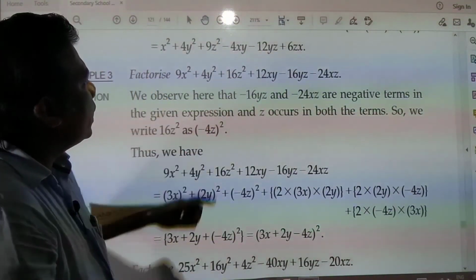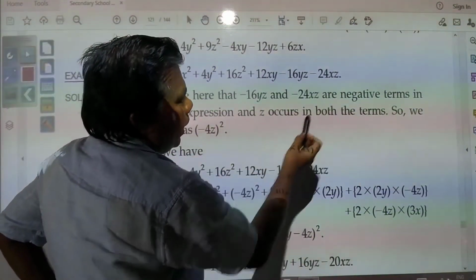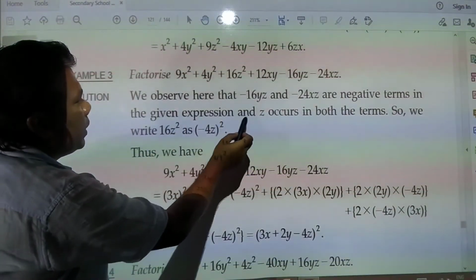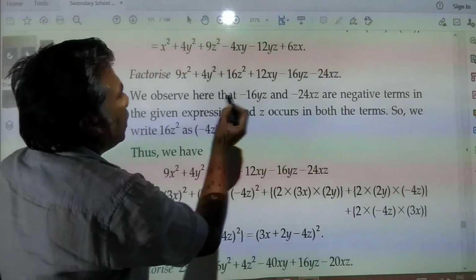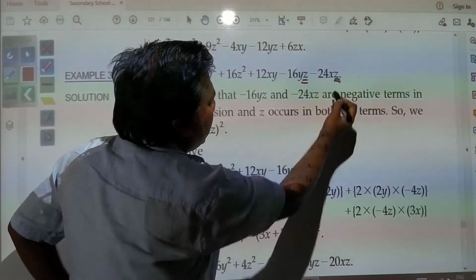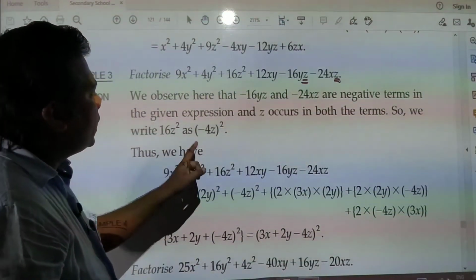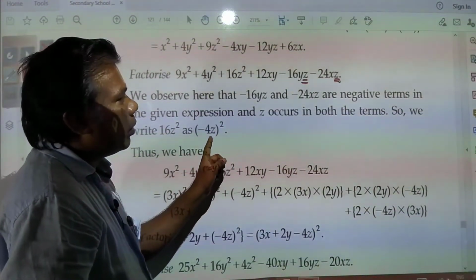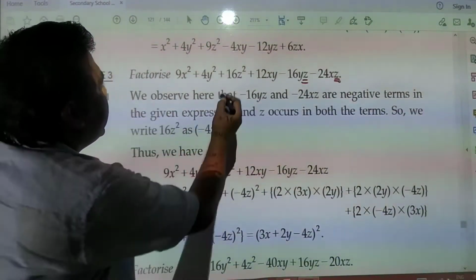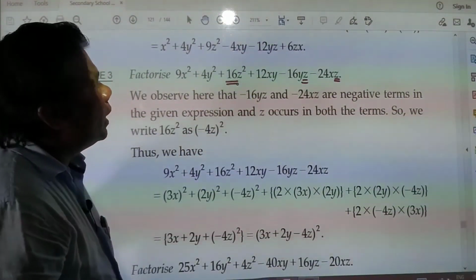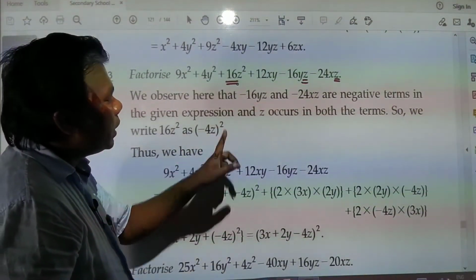We observe here that minus 16yz and minus 24xz are negative terms in the given expression, and z occurs in both the terms. Here you see z is occurring in both the terms, and so we write 16z square is equal to minus 4z square. So z term will be negative. Here you see z term you have 16z square, so this can be written as minus 4z whole square.